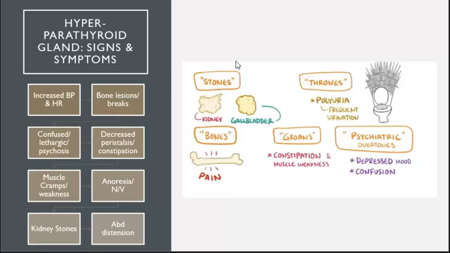Now, hyperparathyroid equals hypercalcemia. They're going to have increased blood pressure and heart rate, increased risk for bone breaking, confused, lethargic to psychosis, decreased peristalsis, so leading to constipation, muscle cramps and weakness, anorexia, nausea, vomiting, kidney stones, and abdominal distension. I like to just say the stones, bones, groans, thrones, psychiatric overtones. That's the easiest way to remember your hypercalcemia.